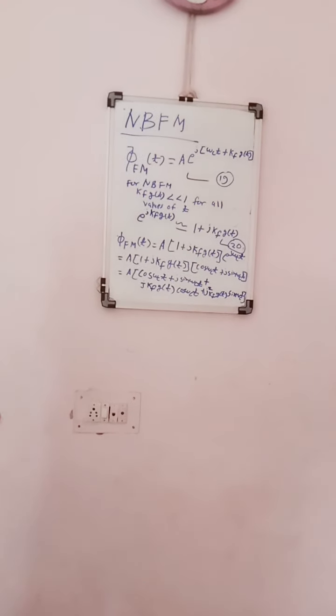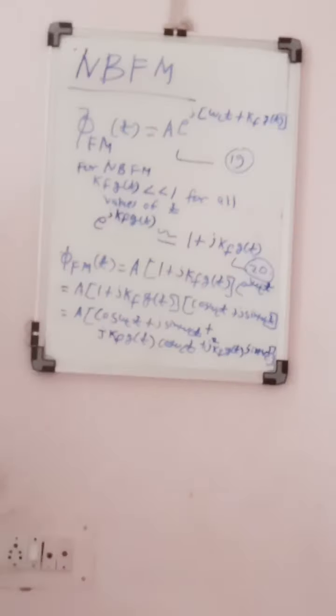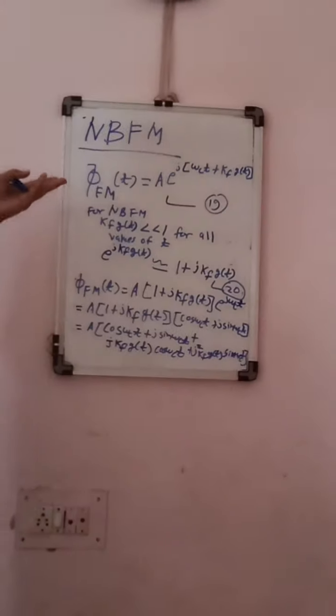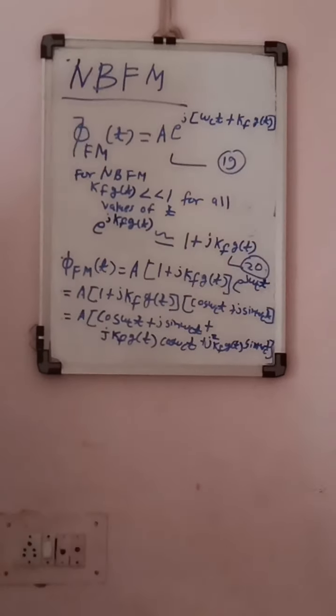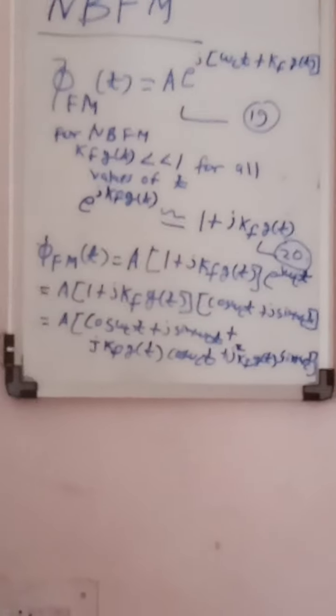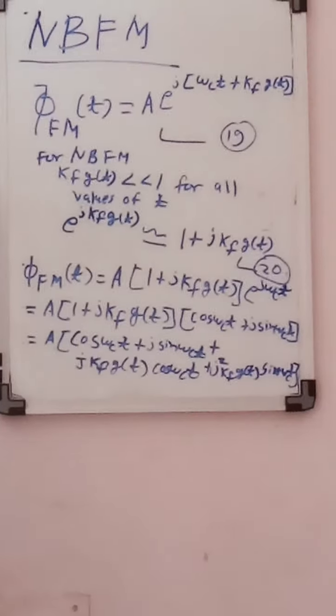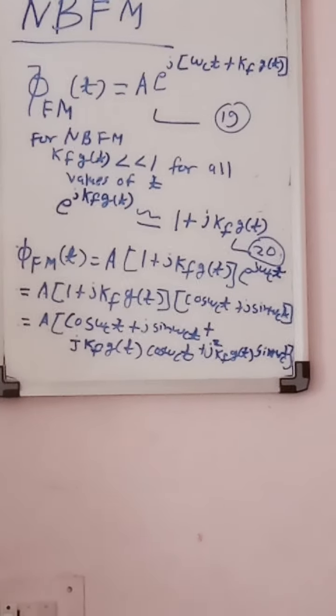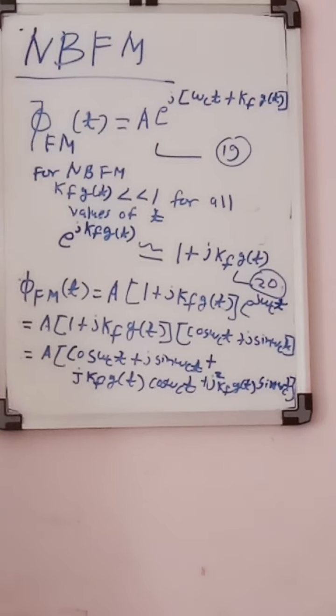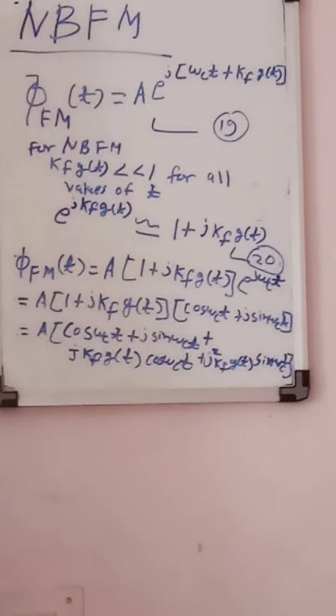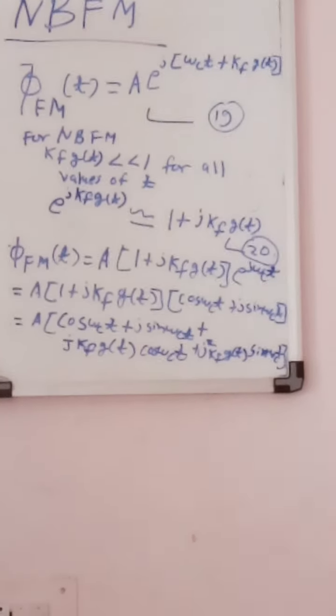So you just look at this expression. First of all, what I have done: we already derived how we can express an FM wave in the form of a phasor. So I have proved the expression, psi FM(t) is equal to a e to the power j(omega ct plus kfg(t)), written as equation number 19. Then for NBFM, the value of kfg(t) will be much less than 1 for all values of t. So I have written e to the power j kfg(t) is almost equal to 1 plus j kfg(t), which is equation number 20.